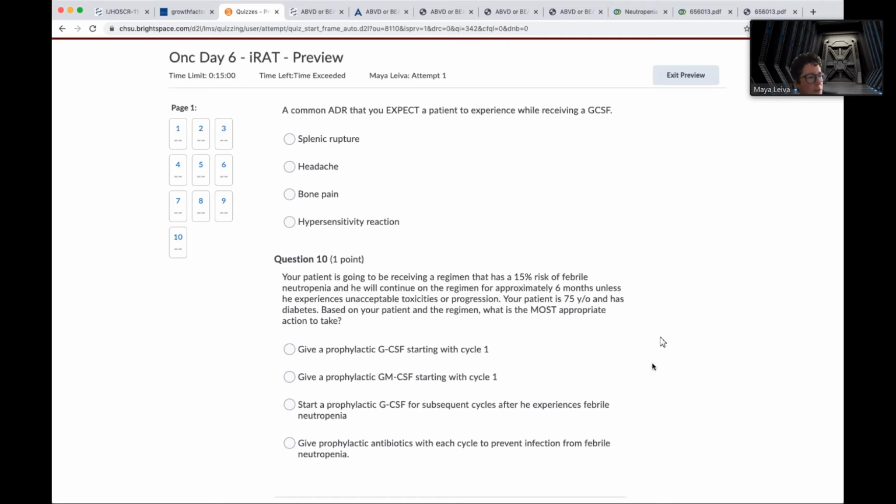So your patient is 75 years old and has diabetes. So those are already 2 risk factors, right? So the patient is older, which means that his immune system is probably more likely to be impaired. And he has diabetes, which we know increases your risk of infection. We don't know if he's got uncontrolled diabetes, but it doesn't really matter. We know that he's got 2 risk factors already. Based on your patient and the regimen, what is the most appropriate action to take?